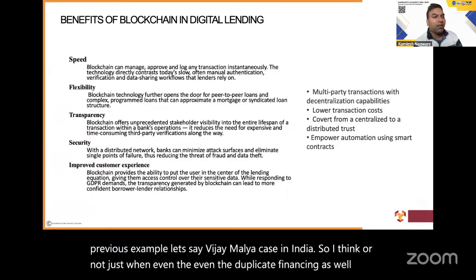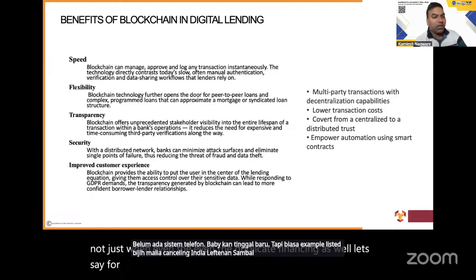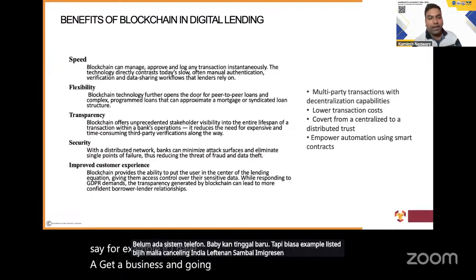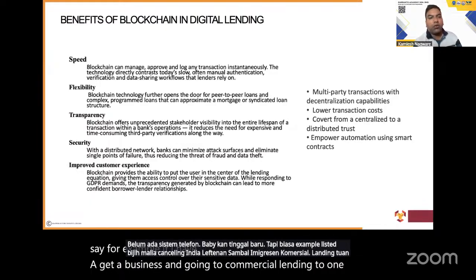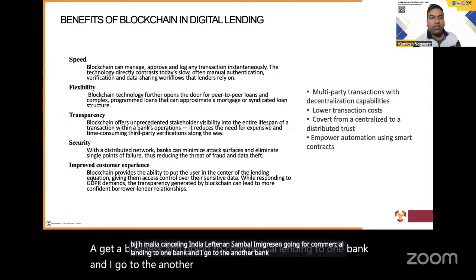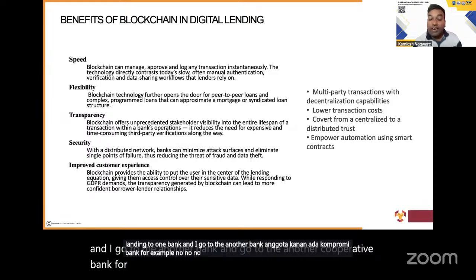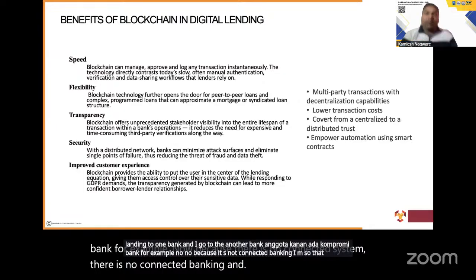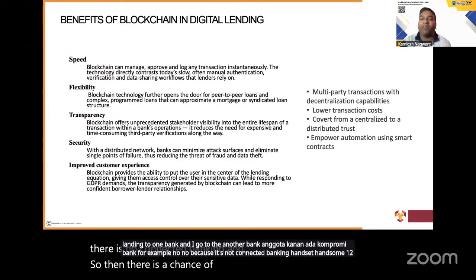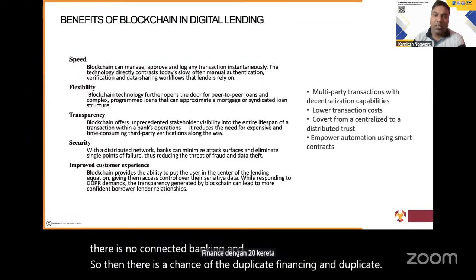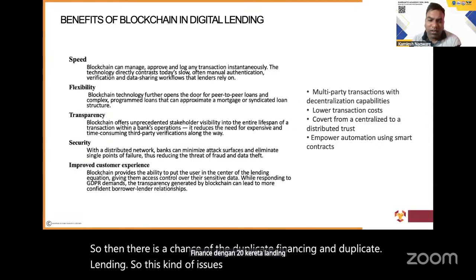Let's say, for example, I have a business and go for commercial lending to one bank, and then I go to another bank, another cooperative bank, for example. Now, because there is no connected system and no connected banking, there is a chance of duplicate financing and duplicate lending. So this kind of issue could be resolved via blockchain.